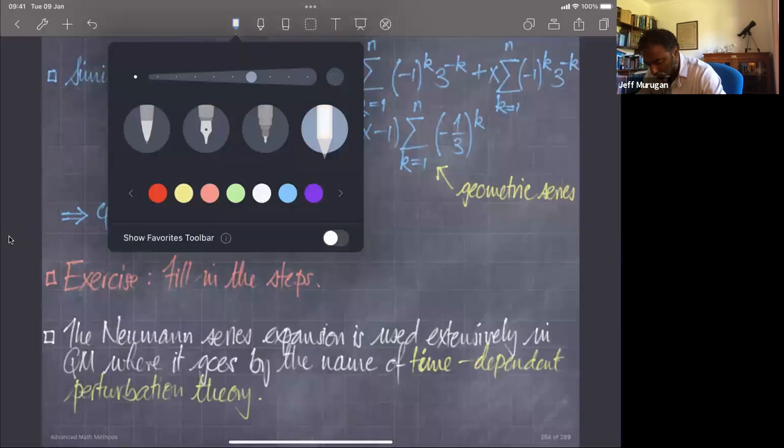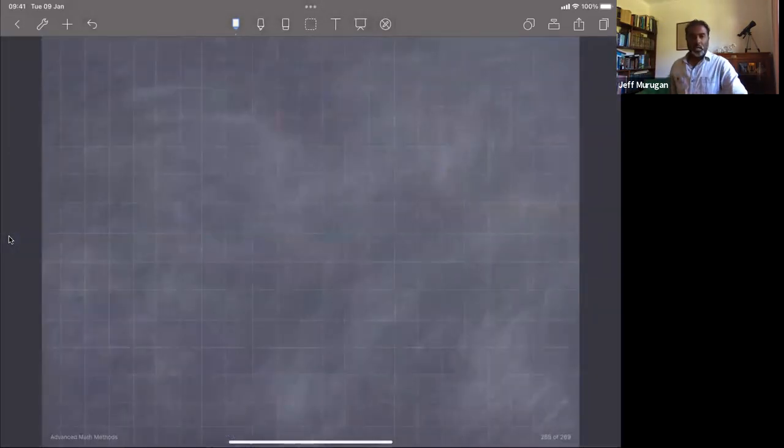So there, in the quantum mechanics context, we solve for what's called the time evolution operator. So the time evolution operator in quantum mechanics.